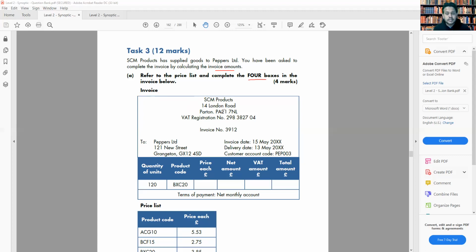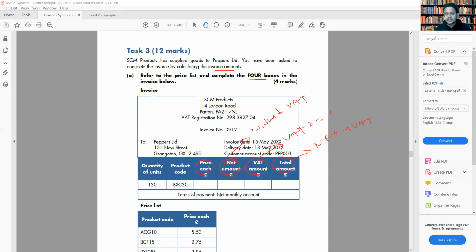All right, so let's have a look. We have a price each, we have a net amount, we have a VAT amount, and we have a total. Now price each means each unit. How much is the cost for each unit? Net amount means without VAT. So without VAT, how much is the amount? VAT amount means how much is the VAT? That is the 20%. And total amount means net plus VAT. So if I add net plus the VAT, that will be the total.